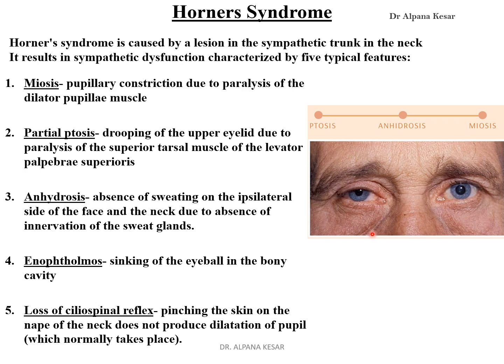Anhidrosis, where there is absence of sweating on the ipsilateral side of the face due to absence of innervation of the sweat glands. So, the prominent features of Horner syndrome are miosis, ptosis, and anhidrosis. Other symptoms are sinking of the eyeball in the bony cavity, and loss of cilio-spinal reflex, that is, pinching of the skin on the nape of the neck does not produce dilation of the pupil, which normally takes place.